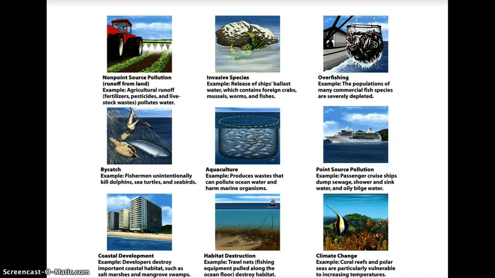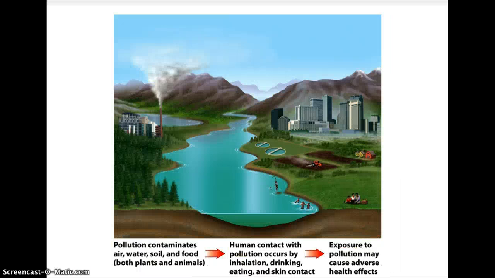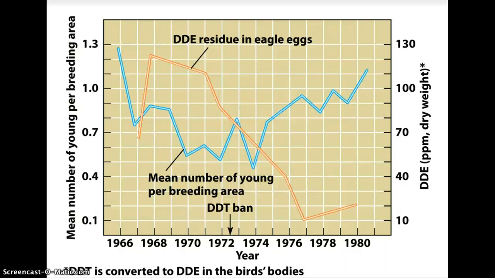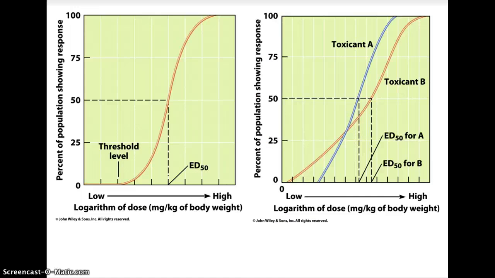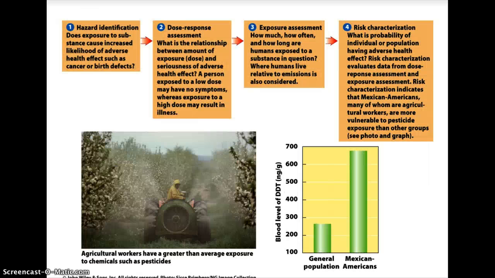Reasons related to degradation of ecosystems in this. Pollution in contact with humans, and the DDT pesticide use and its effect, and how that is biomagnified up the food chain, and how toxins have effects and how we calculate their toxicity using the logarithmic dose. Agricultural workers and their response.